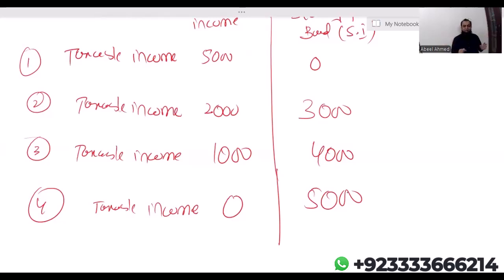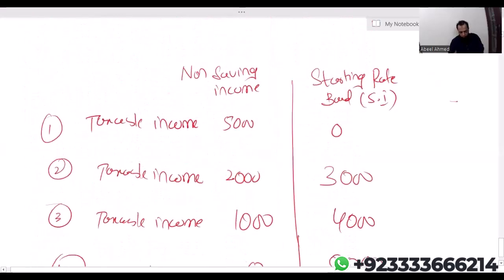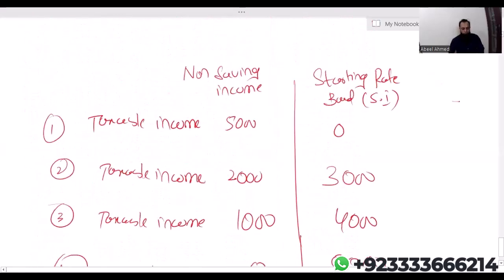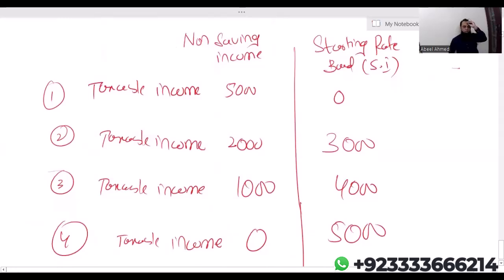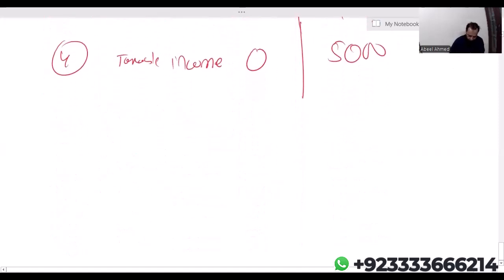Second, if taxable income is 2,000 in the column of non-saving, then you will get a starting rate band for the saving 3,000. If it is 1,000 in the column of non-saving, you will get a starting rate band 4,000 and so on. So if you just look at these 4 cases, then you can 100% understand when the starting rate band comes into the question and how much starting rate band I will get.